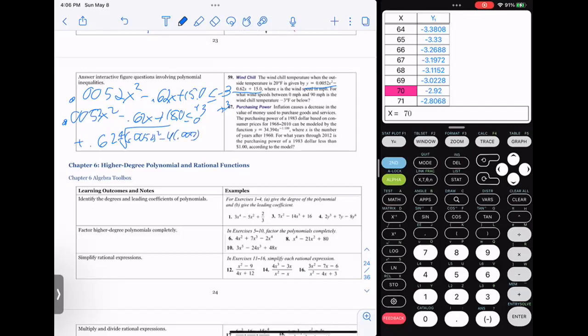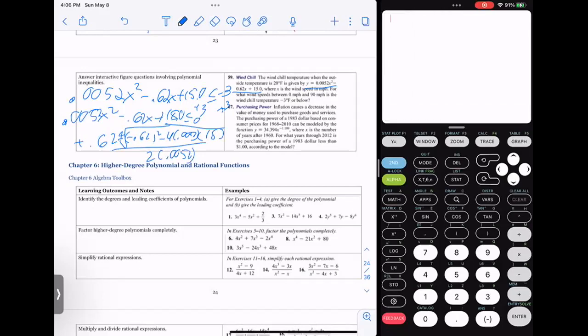It's actually wrong. It's supposed to be negative 0.62 in there. It's 18 over 2.0052. Okay. I'm just going to look for what the x values are there. I'll calculate the smaller one.